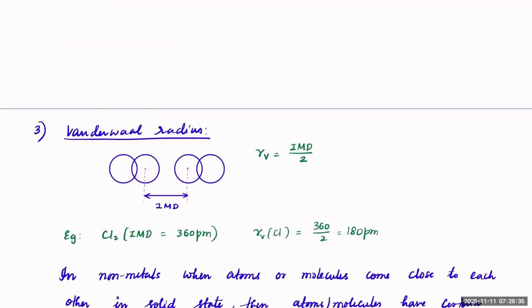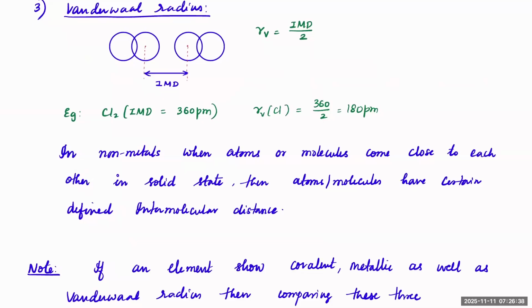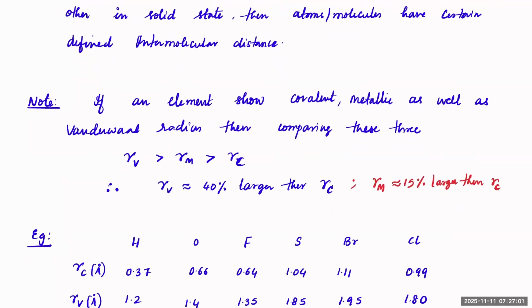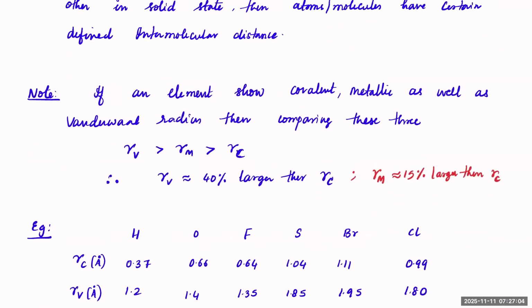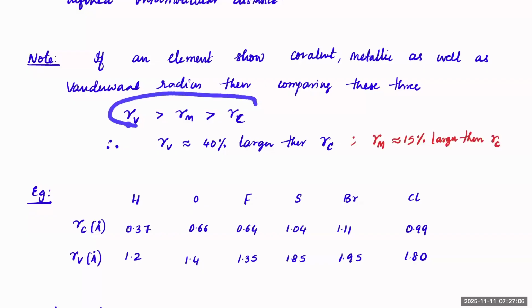Clear? Next, van der Waals radius is between the two molecules, and the radius existing between them is called van der Waals radius, which is equal to intermolecular distance divided by 2. We have got the chlorine. In non-metals, when the atoms or molecules come close to each other in solid state, the atoms or molecules have a certain defined internuclear distance. Now, usually if you compare the van der Waals, metallic and covalent radius of any molecule, this is how it will vary.